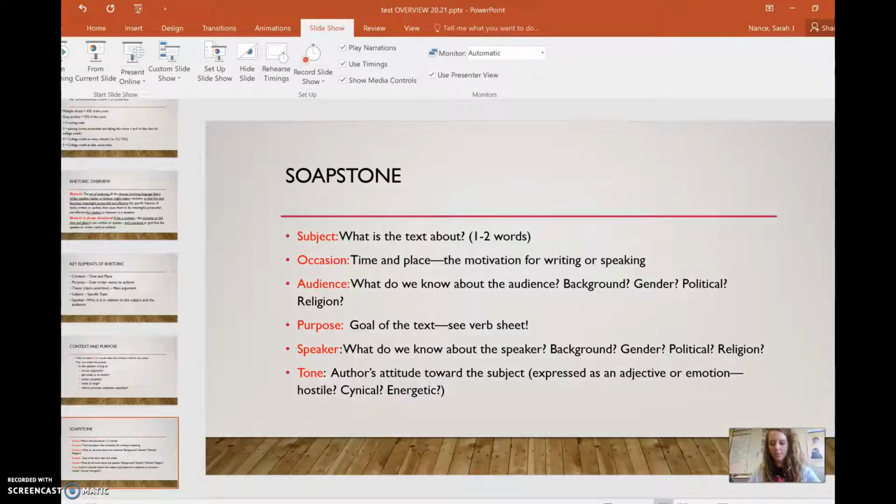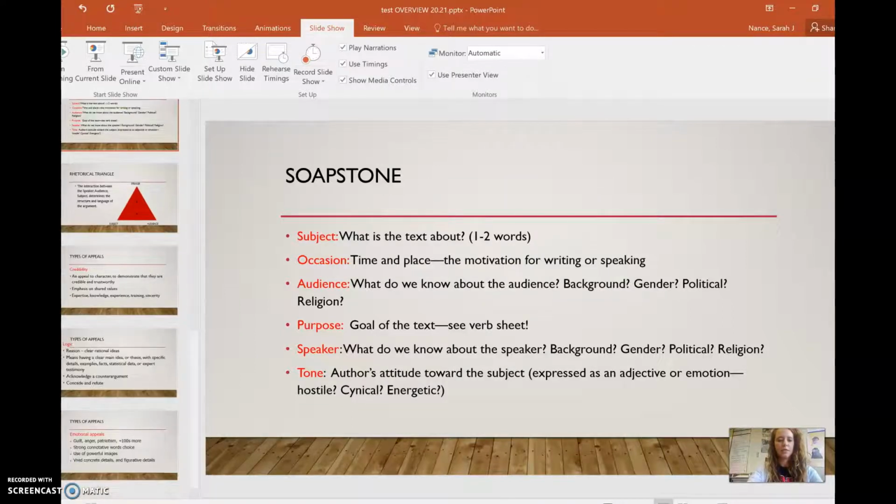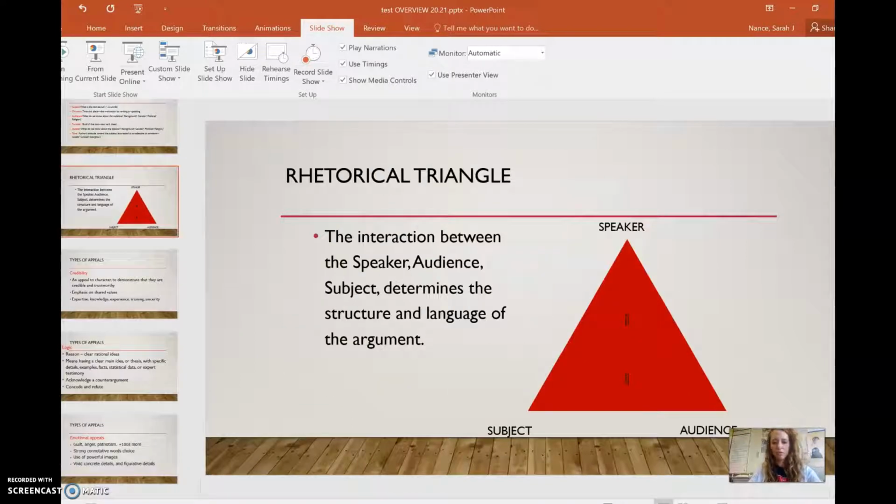So we left off on this slide, and all you need to do is finish off the last few slides. Okay, so we've got the rhetorical triangle, and this dates back to when rhetoric was first identified and established back in the time of Socrates, just centuries and centuries ago. They call it the classic rhetorical triangle, and it's the interaction between the speaker and the subject and the audience, and the speaker kind of determines the structure and language of the argument.